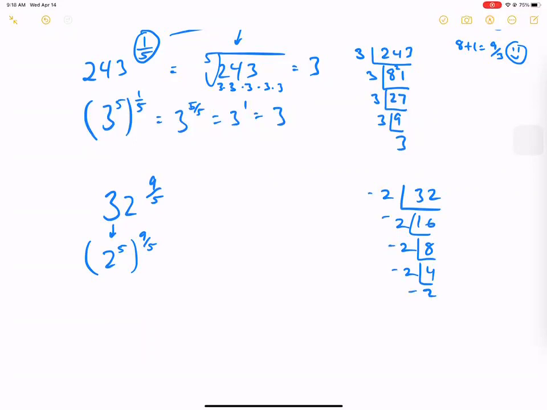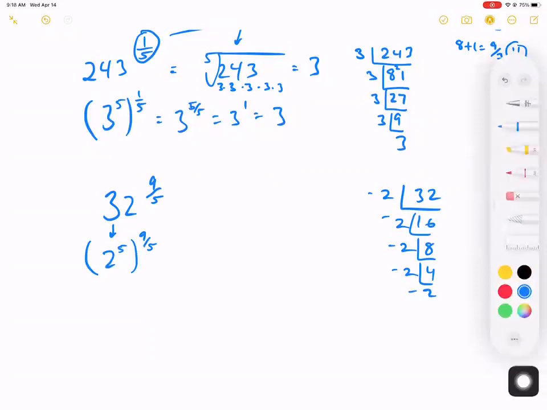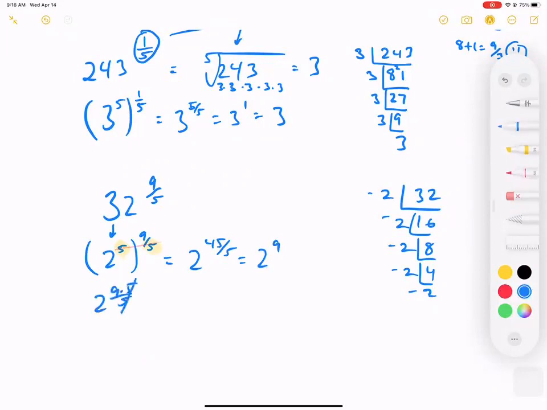Now what happens to this 5 here and this 5 here? Well, if you don't see it, we can multiply it. This is 2 to the 45 over 5. Hey, don't they divide out? Which is 2 to the 9. Hopefully if you notice, these would have just divided out. If I wrote it as 2 to the 9 times 5 over 5, the 5's would have divided out. And then we end up with 2 to the 9th.